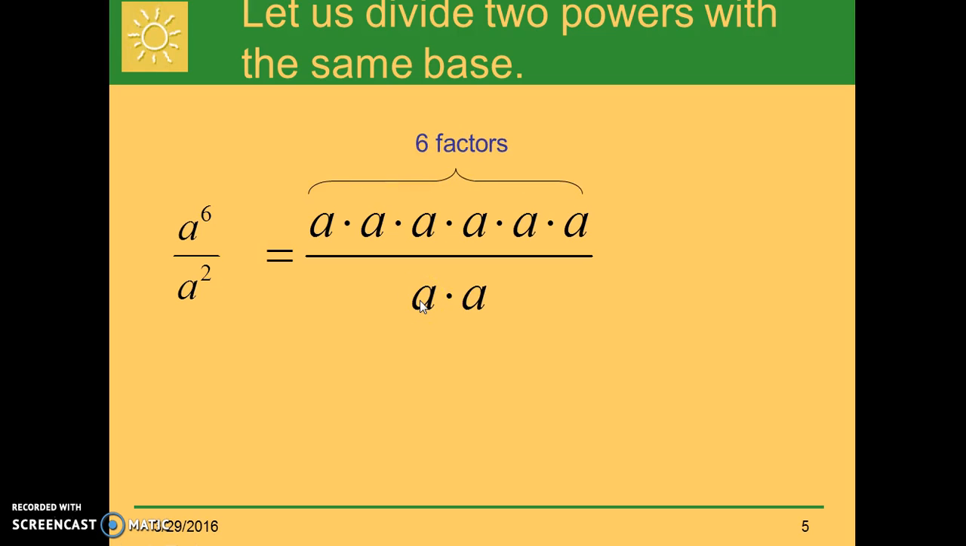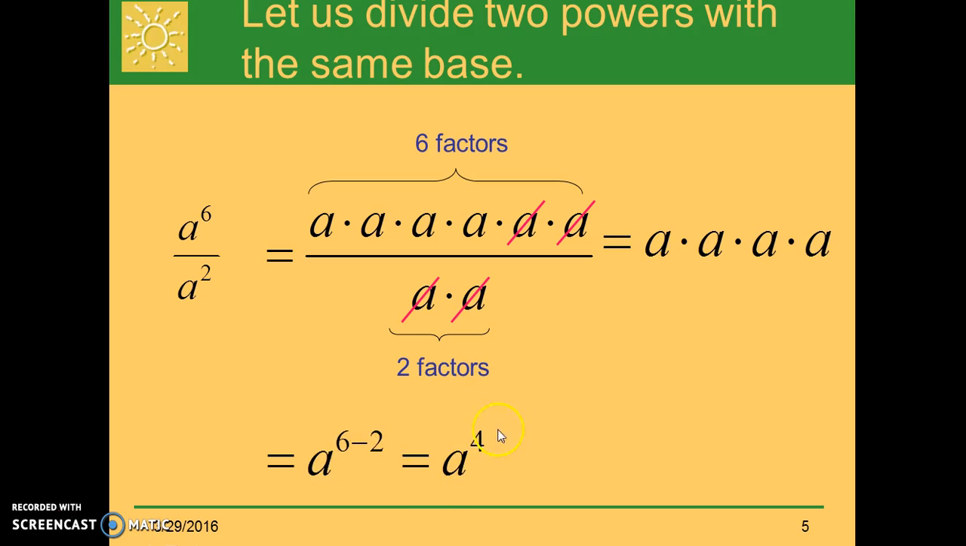So I can show that by, first here's the 6 factors and the 2 factors. So these a's would cancel each other out, again, because a divided by a just makes 1. Then we can cross off these a's as well. A divided by a would also be 1. So you'll see what we're left with is just these 4 a's that are up here on top. So it would be a times a times a times a as the simplified version. Well, that would be a to the 4th.